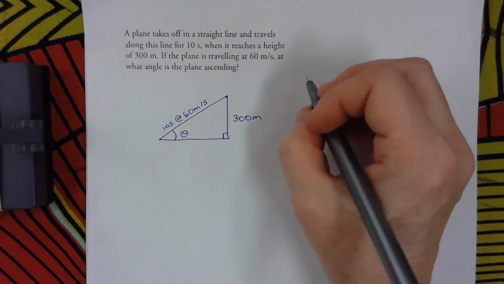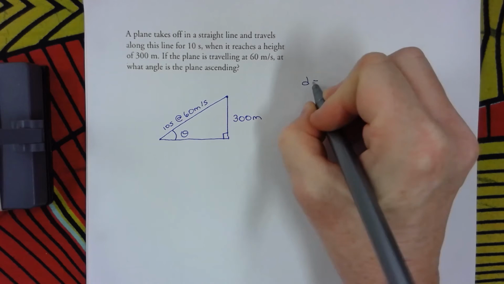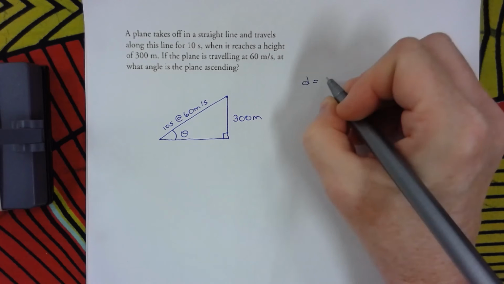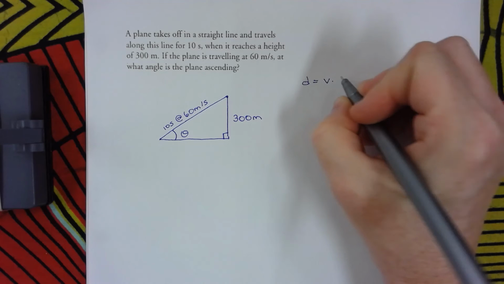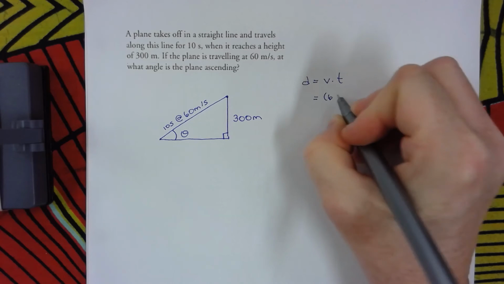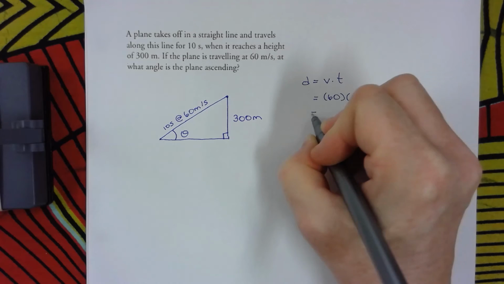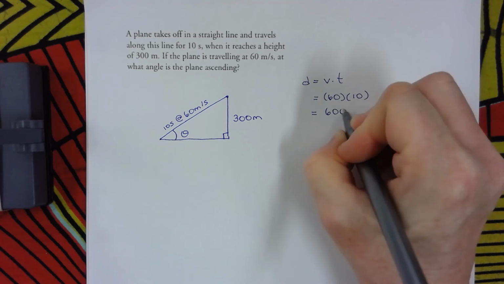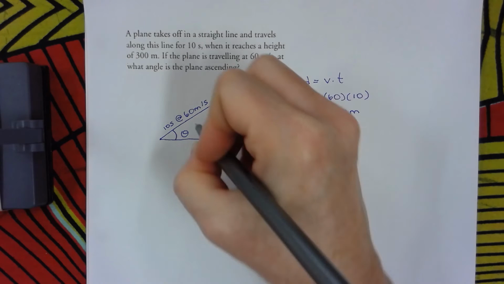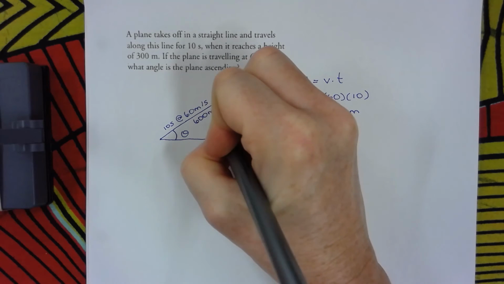And so if you remember, distance is equal to speed times time. So we know it's traveling at 60 meters per second for 10 seconds. And so in that case, the distance is going to be 600 meters. So it's going to travel for 600 meters.